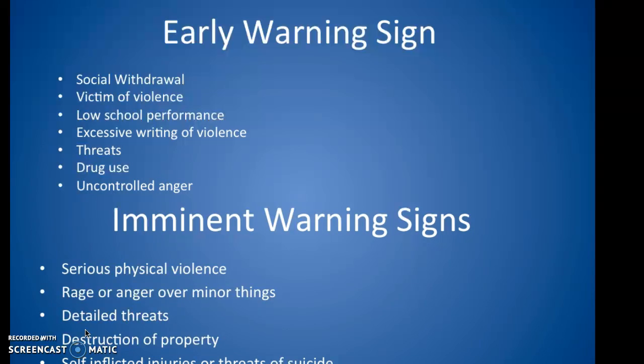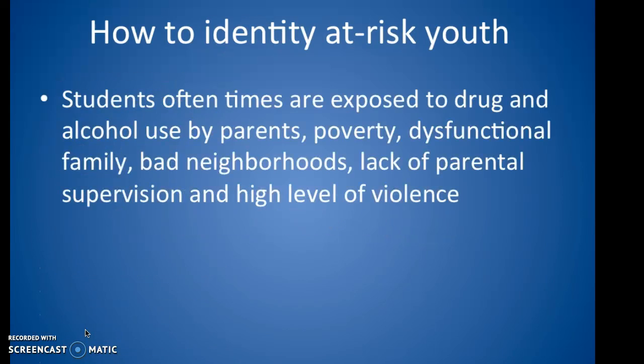Imminent warning signs. Think of serious physical violence. Maybe they're either harming themselves or harming other people, and they're just extremely angry. They've written detailed threats. This is where you would want to take steps immediately. And how you can identify at-risk youth: maybe there are problems at home, poverty, a dysfunctional family, a bad neighborhood, things like that.